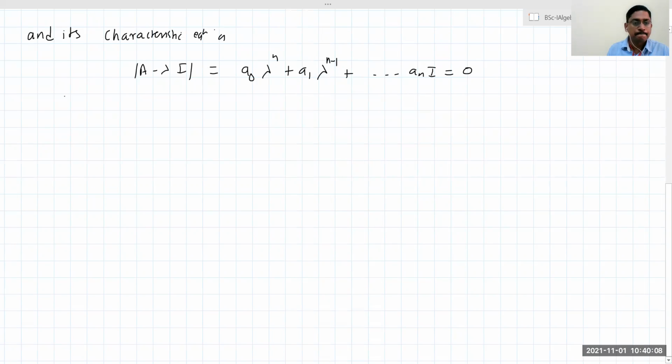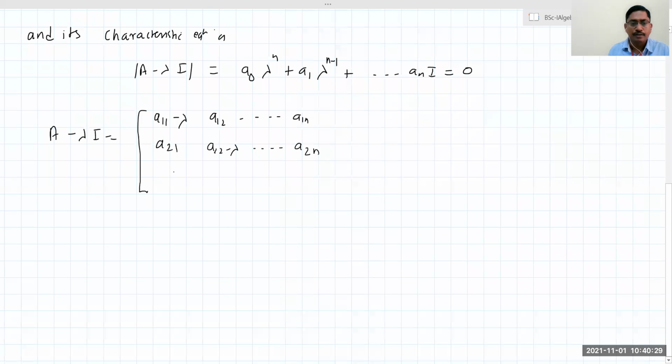Okay, so let us begin with the proof. What is in fact the A minus lambda I matrix? I will write it. The A minus lambda I matrix is: a11 minus lambda, a12, up to a1n; a21, a22 minus lambda, up to a2n; just subtract lambda from the diagonal. And the last row an1, an2, up to ann minus lambda. So this is the matrix A minus lambda I.